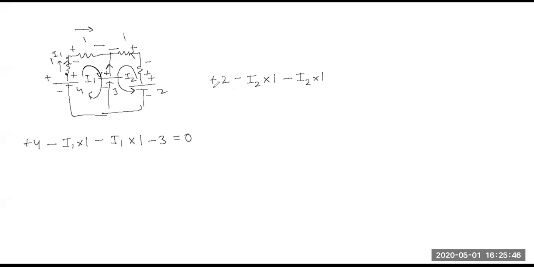Okay, now see. Nice, sir. Okay. 2 minus I2 into 1 minus I2 into 1, and now from plus to minus again. So minus 3 equals 0. So don't worry, we'll take up a few more examples. It will get clear to you, right? So the first step was to consider a direction of currents. Second step was to consider the direction of loops.